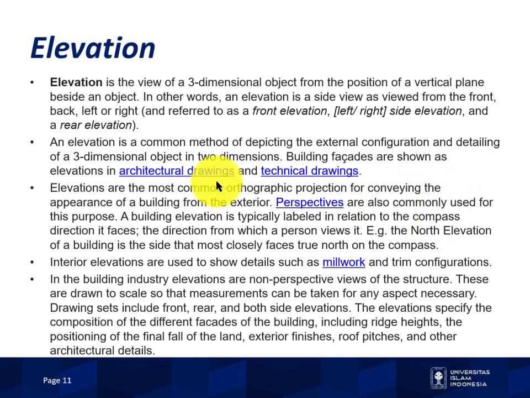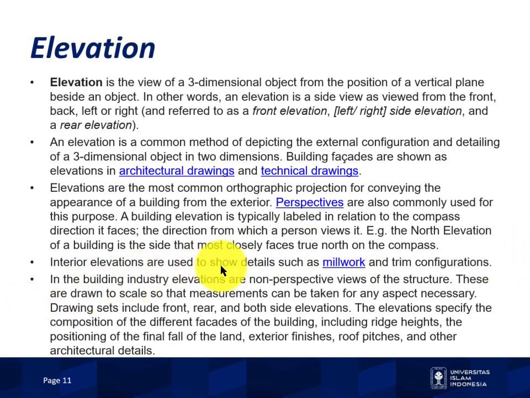Building facades are shown as elevations in architectural drawings and technical drawings. Elevations are the most common orthographic projection for conveying the appearance of a building from the exterior. Perspectives are also commonly used for this purpose. A building elevation is typically labeled in relation to the compass direction it faces, the direction from which a person views it. The north elevation of a building is the side that most closely faces true north on the compass.